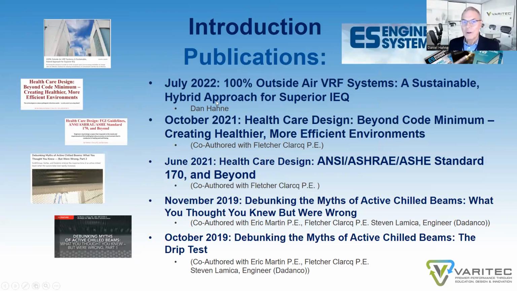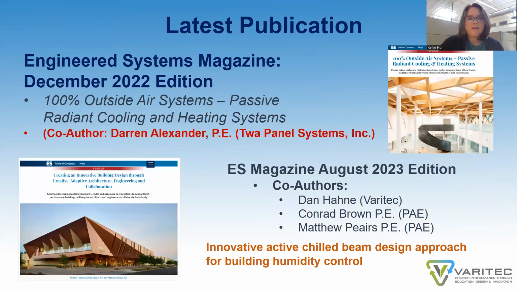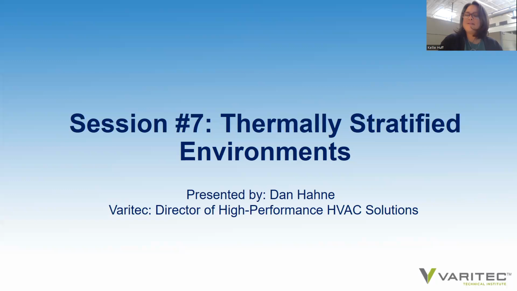Okay. All right. So I just wanted to bring your attention to some of the publications that Dan has been involved with, either authoring himself or co-authoring with others in our industry in the local area, in the ES magazine. One of the recent ones, December's edition in 2022, was 100% outside air systems, passive radiant cooling and heating systems that he co-authored with Darren Alexander with TWA. And he has a 2023 edition in August for another article, Innovative Active Chilled Beam Design Approach for Building Humidity Control. That one was a mouthful. So with that, I will hand it over to you, Dan.